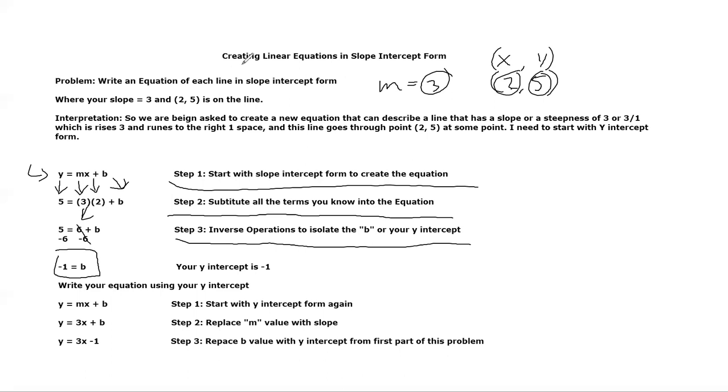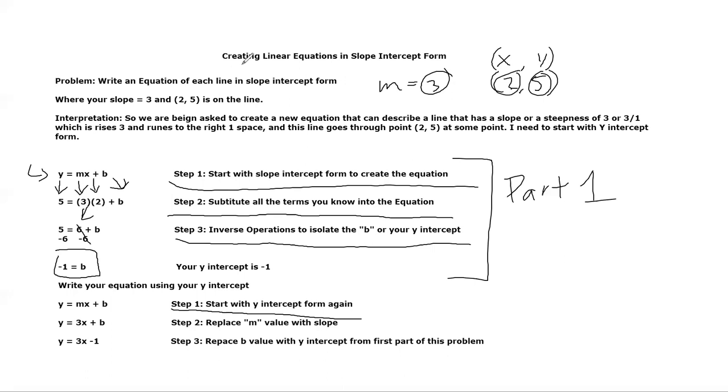That's the first part. I guess you could say all of this was part 1 of the problem. And now you need to figure out part 2. Part 2 isn't that bad. You're just writing your equation using your y-intercept. So what that looks like, you're just substituting at that point. We know that our equation has to look like y is equal to mx plus b. We're starting with slope-intercept form again, right?